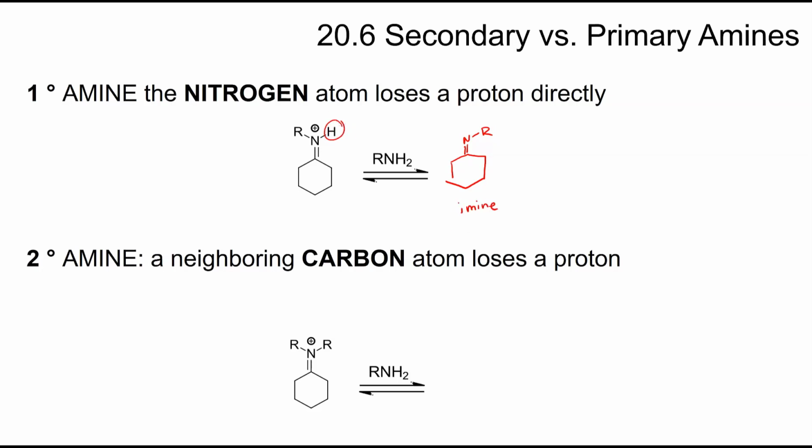If you have a secondary amine, the neighboring carbon is going to lose a proton. The hydrogen that gets picked up is this one here. It'll form this double bond, and these electrons go back onto the nitrogen. And the double bond is formed there. This is an ene from the double bond, amine.